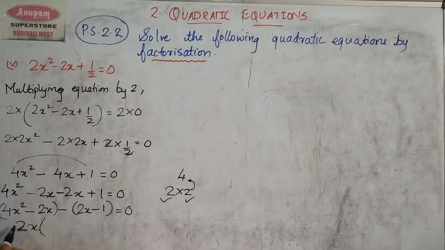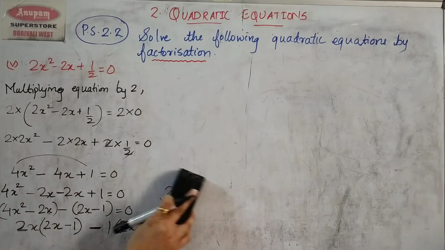So inside what will remain? 2 into 2, what will give you 4? So 2 into 2 will give me 4. And x into what will give me x square? X. Minus 2x. This entire 2x is outside, so nothing is there. That means 1. Okay. Minus 2x minus 1. So this 2x minus 1, nothing is common in this, so I write down as it is. When there is nothing, we put 1 here.